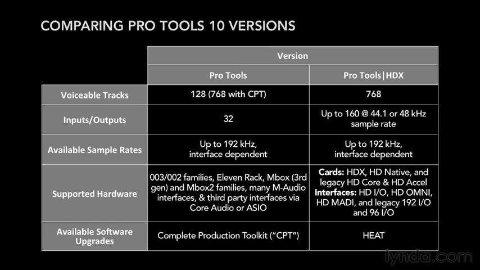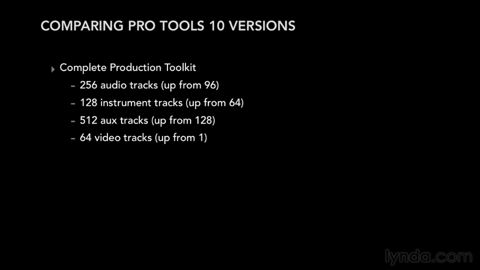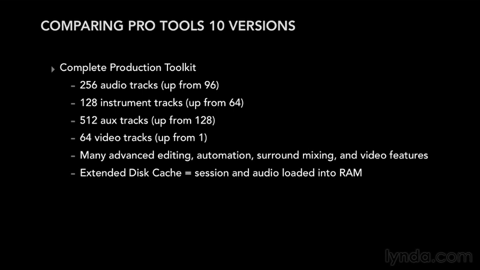For example, Pro Tools can support up to 32 input channels, and Pro Tools HDX can support up to 160 input channels. The Project Studio version of Pro Tools can be upgraded with the Complete Production Toolkit, which enables many of the Pro Tools HDX features, like increasing the available track count all the way up to 256, increasing the instrument, aux, and video track counts, as well as offering more advanced features. Also, the CPT extends the disk cache, which enables Pro Tools to load and run an entire session, audio files and all, into your computer's RAM. You can find a complete list of features on Avid's website.